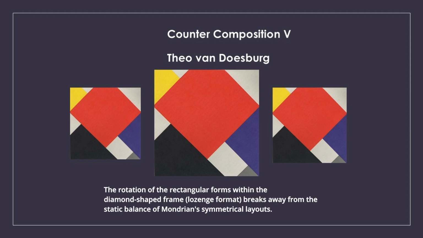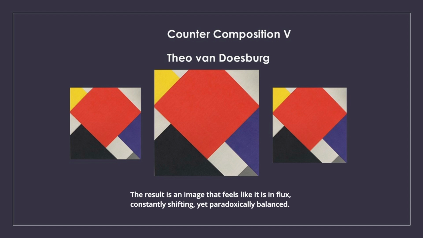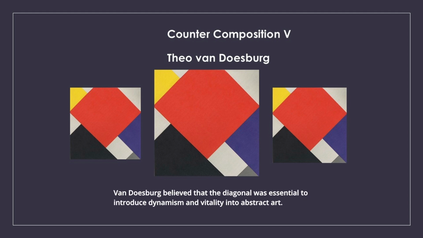The rotation of the rectangular forms within the diamond-shaped frame, lozenge format, breaks away from the static balance of Mondrian's symmetrical layouts. The result is an image that feels like it is in flux, constantly shifting, yet paradoxically balanced. Van Doesburg believed that the diagonal was essential to introduce dynamism and vitality into abstract art.